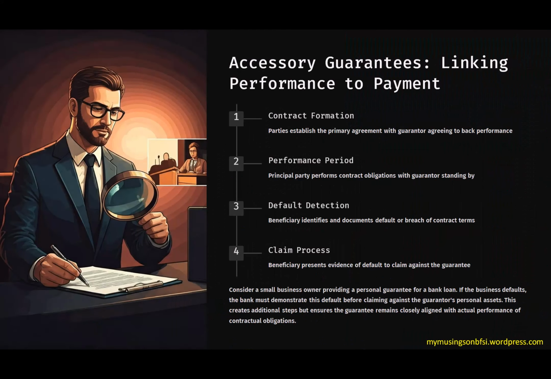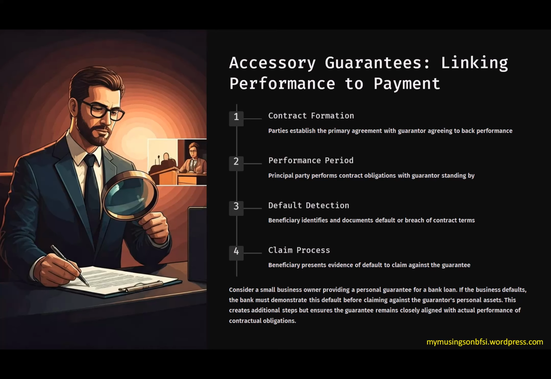Looking at accessory guarantee, first a contract is formed between the buyer and seller. There is a primary agreement, and then they approach the guarantor saying there has to be a performance guarantee. So the performance guarantee of the bank will be backing the performance of the applicant. The performance period will be agreed, for example 5 years or 7 years, during which the contractual obligations are there, and then a default will be detected.